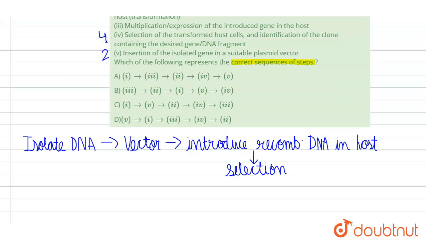Now the last step will of course be multiplication. So now we will make sure that the recombinant gene multiplies. So it will be multiplication so that the recombinant gene or the desired piece of DNA can be expressed. So step 3 will be our last step, 5. So this will be number 5. So we can see here that the correct match here is option C. So these are the correct sequences of the steps involved.